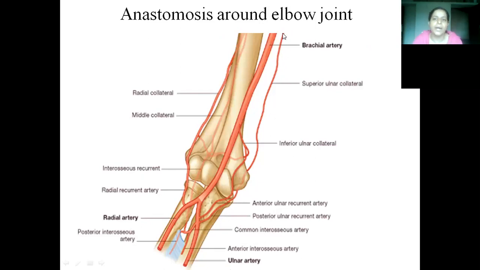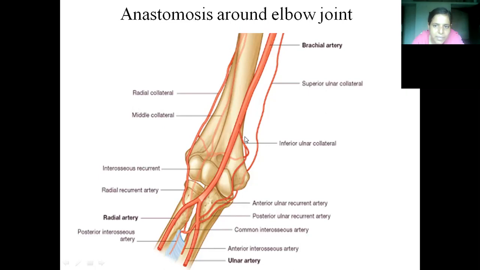Now see here, this is the medial epicondyle of the humerus, and this is the lateral epicondyle of the humerus. This is the ulnar bone, medial side, and the radius bone, lateral side. Now, if you observe the anastomosis in front of the medial epicondyle, you find the inferior ulnar collateral artery anastomosing with the anterior ulnar recurrent artery. Just take a picture of this slide if you are not screen recording; with the help of this, you will write everything.